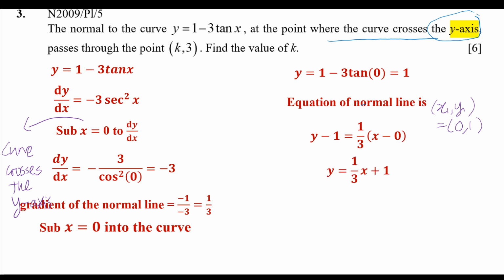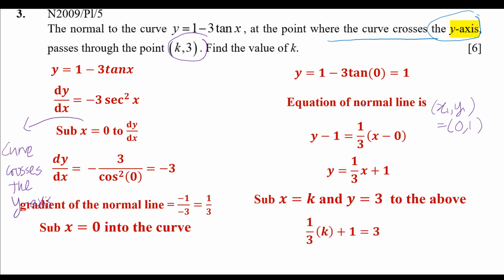Alright, so we mentioned earlier on that this particular point lies on your normal line. So we're going to substitute x to be k, y to be 3. You will get 3 equals 1/3 k plus 1. So you get k equals 6, because 3 minus 1 is 2, and 2 times 3 gives you 6. Alright. So for questions like that, if you cannot visualize it, just use a diagram.